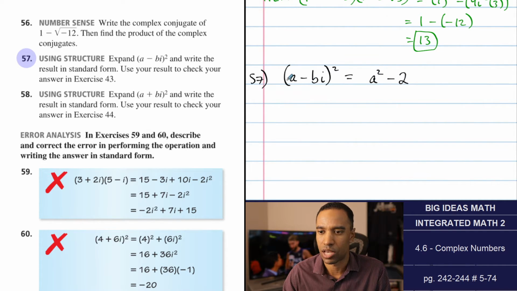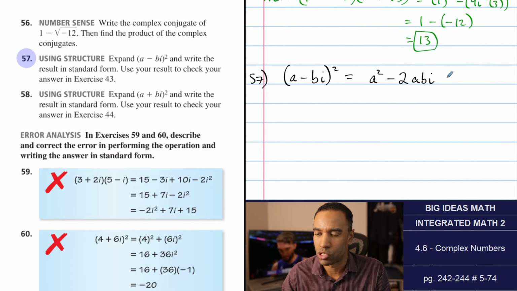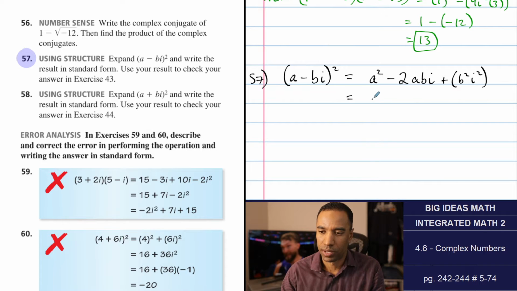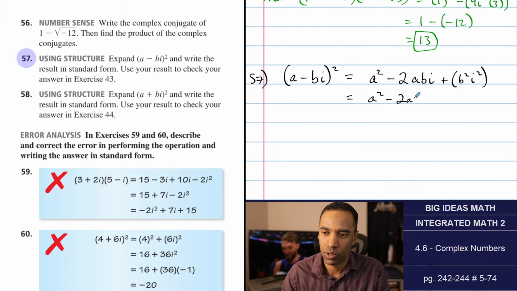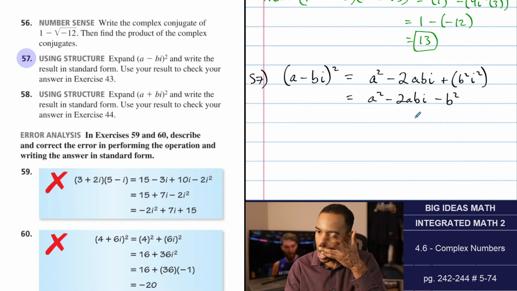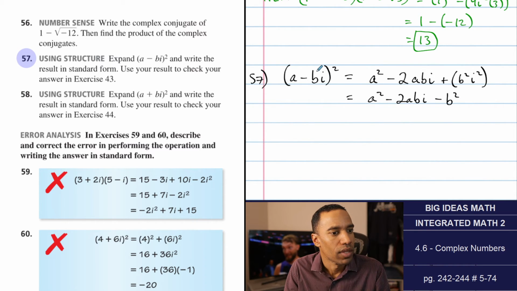We subtract double the product of these two, and then we square the third term, b squared i squared, which becomes a squared minus 2abi minus b squared, like that. So let's use the result to check our answer.